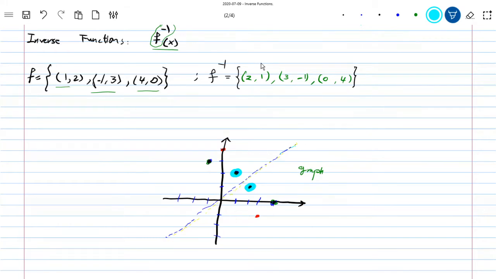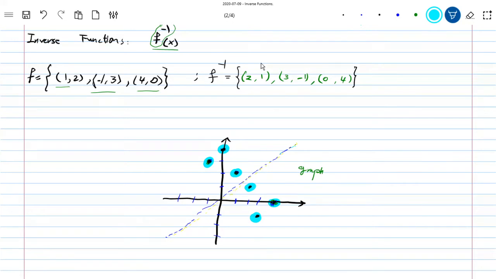What if I compare the other two points? What if I compare these two? This is (-1, 3) and (3, -1). They're exactly symmetric about that line as well. How about the other two points? They're symmetric as well. (4, 0) and (0, 4).